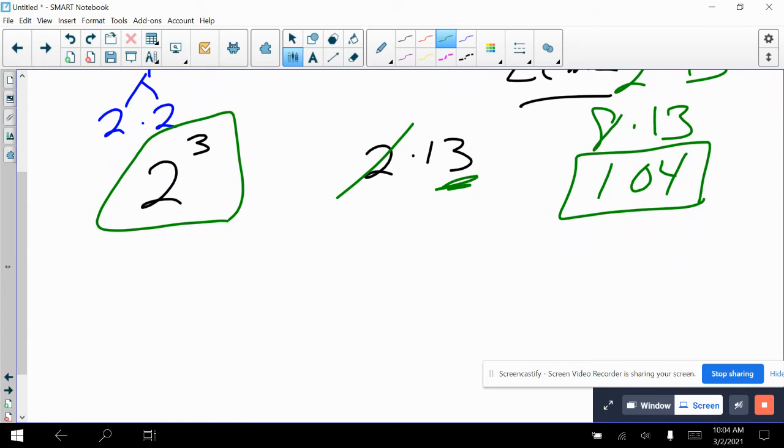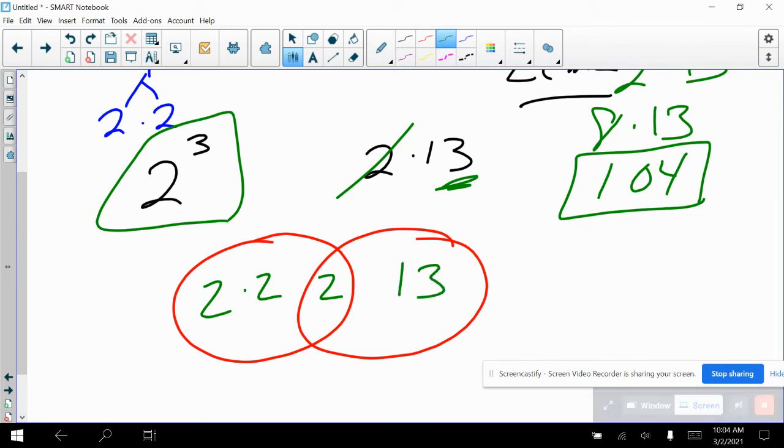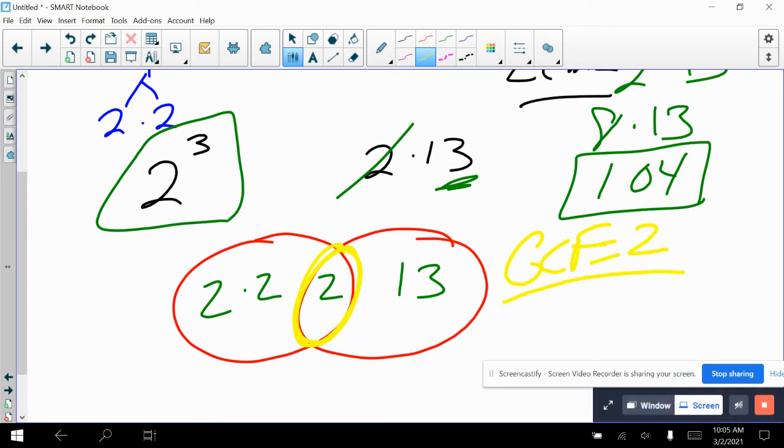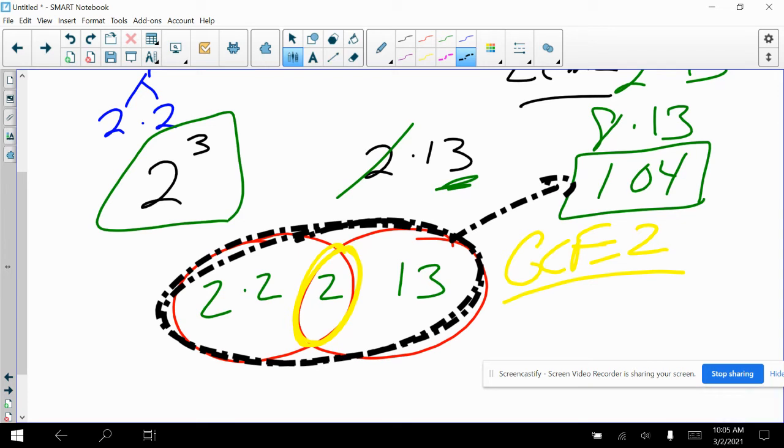If we were doing a Venn diagram, watch this. Okay, what do they have in common? They have a 2. Over here, you would have another 2 and a 2, and over here, you would have 13. So, what is the greatest common factor? Look how small that is. The greatest common factor here is 2. That's a small number. And to get the LCM, then you multiply them all together to get your 104. See the difference between the two?